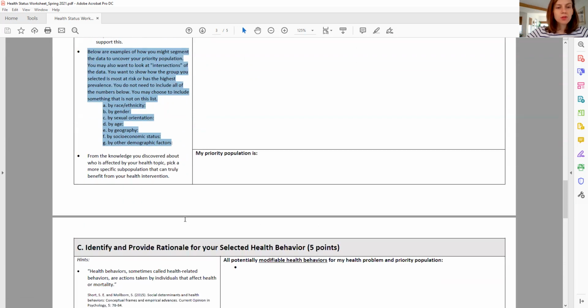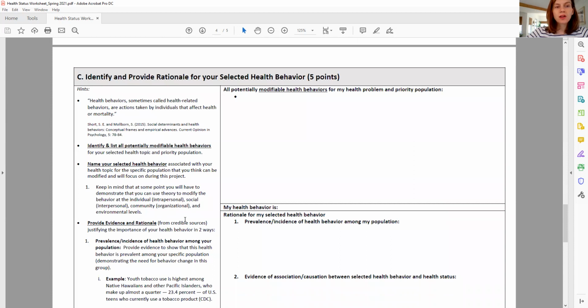Okay, so then I think we can move on to section C, where you're identifying and providing rationale for your selected health behavior. So again, you were already approved for the health behavior, so you could go ahead and write "my health behavior is" and fill it in there. So in our example of lung cancer, the health behavior is smoking or vaping, or whatever it is you're approved for. If HIV was your health outcome, you would have been talking about that in the previous sections.